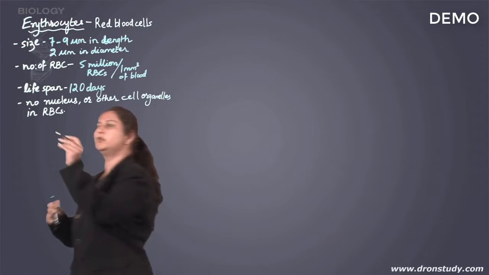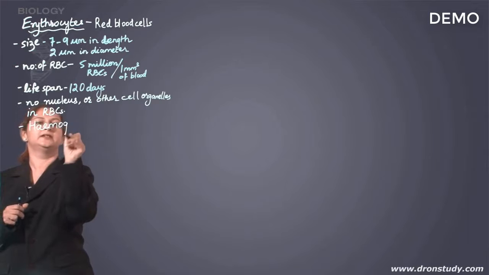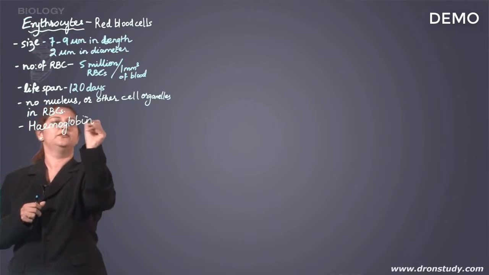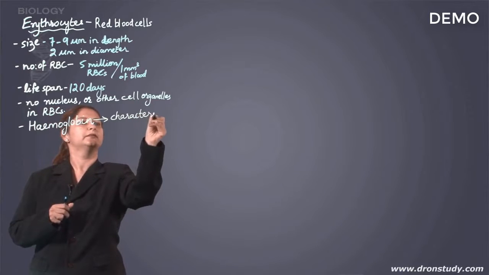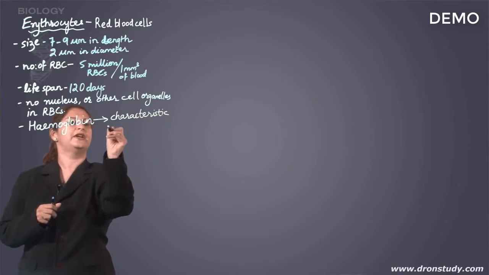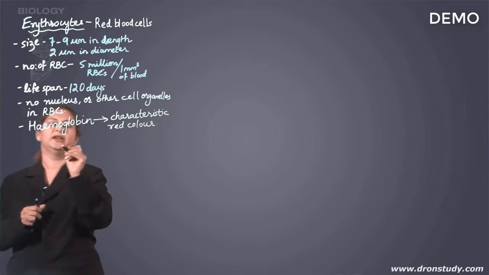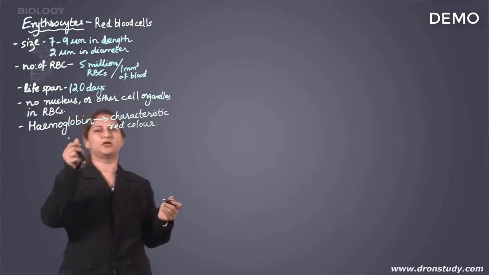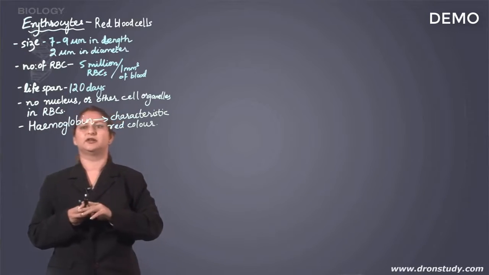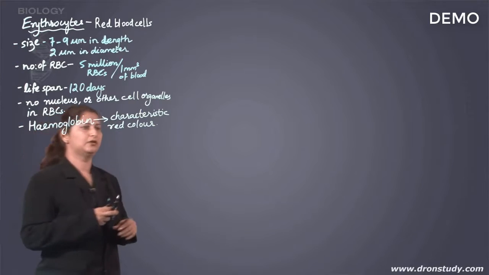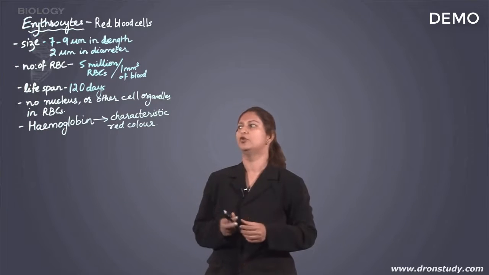Then it has got hemoglobin. It consists of hemoglobin, which gives its characteristic red color to the blood. Now, heme, as I mentioned earlier also, is a component of iron as well as the globin part. It is making up the respiratory pigment of the blood, that is hemoglobin.